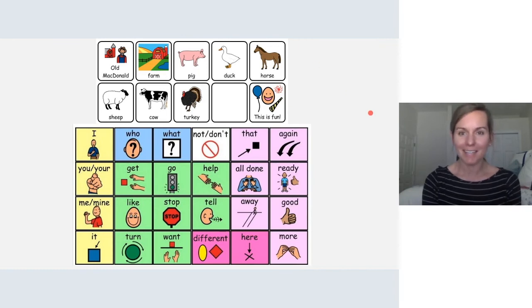We did it. We saw all of the animals on Old MacDonald's farm. What animal was last? You're right. We saw a turkey on Old MacDonald's farm. That was fun. Thanks for going to Old MacDonald's farm with me.